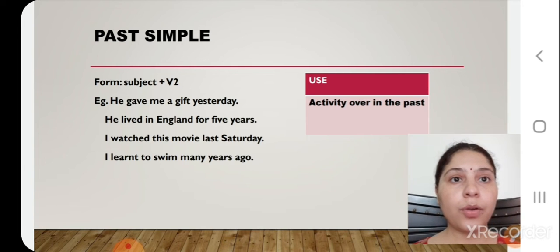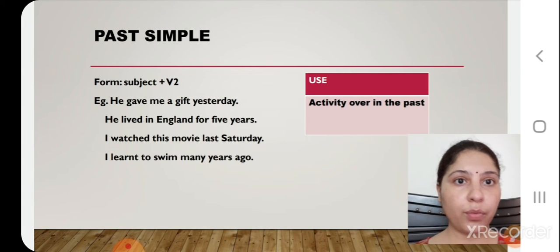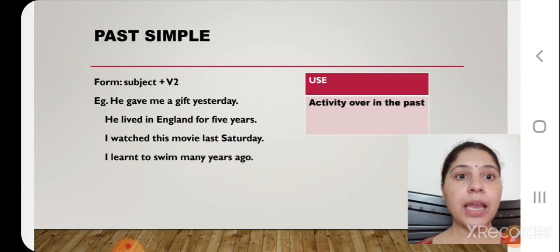Here, the second form of the verb is used along with the subject. You can see some examples. He gave me a gift yesterday. He lived in England for 5 years. I watched this movie last Saturday. I learned to swim many years ago.